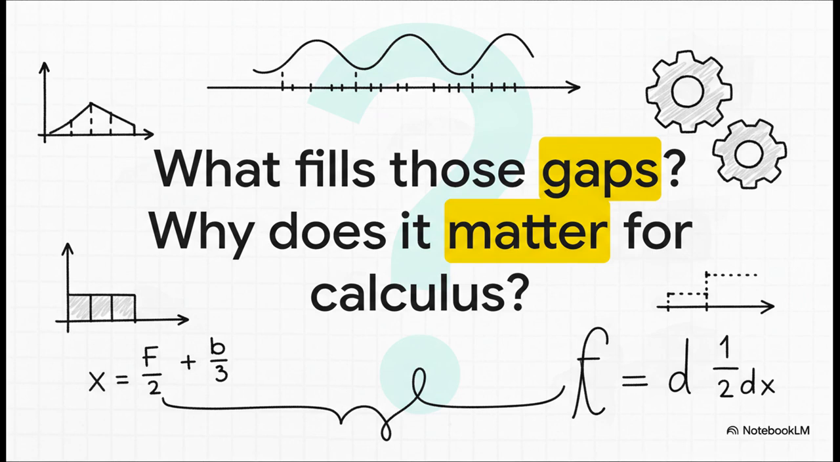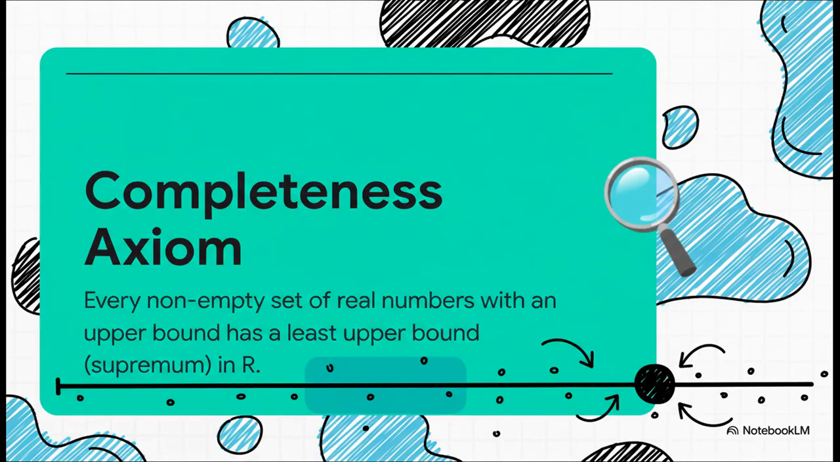Why is having a perfectly solid line so absolutely critical for calculus? Well, the answer is this absolute powerhouse of an idea called the completeness axiom. Now, I know that sounds super technical, but its job is actually pretty straightforward. It's the rule that guarantees there are no holes in the real number line.